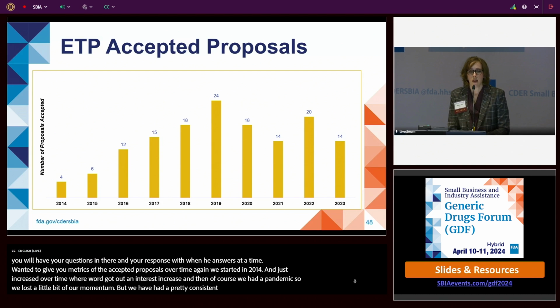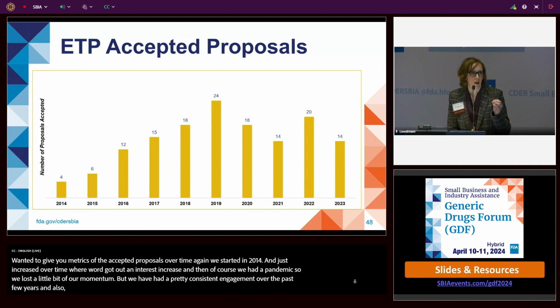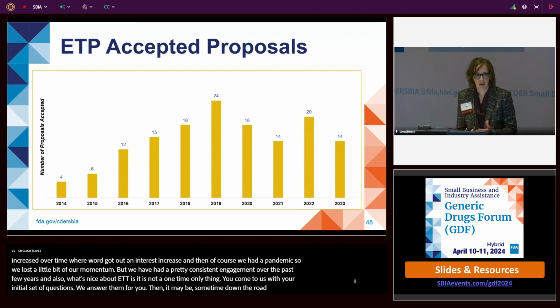And also, what's nice about ETT is it's not a one-time only thing. So you come to us with your initial set of questions, and we answer them for you. And then, maybe sometime down the road, you're at a next development milestone, you can reach back out to us. So we've had a lot of re-engagement with folks.